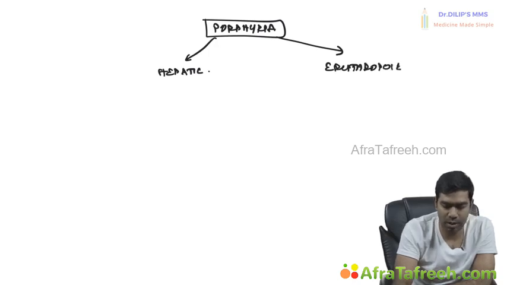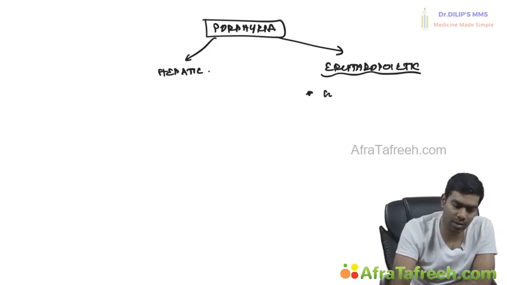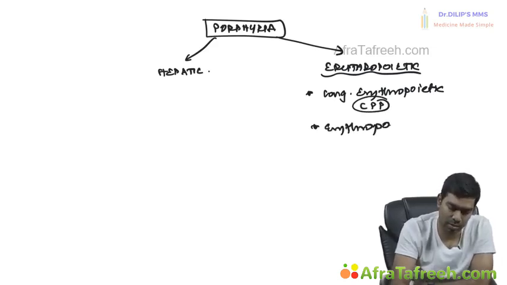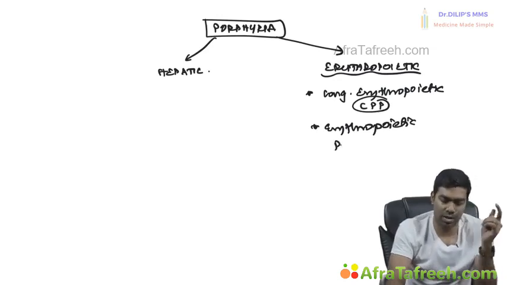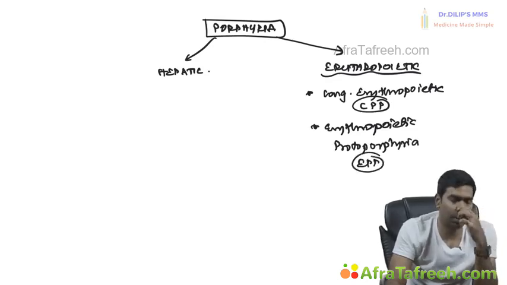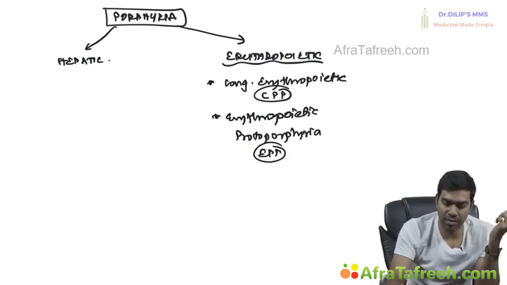Under erythropoietic porphyria, you have only two porphyrias. The first one, you have something called congenital erythropoietic porphyria, otherwise simply I can call it CEP, or you have something called erythropoietic protoporphyria, or simply I can write it as EPP. So how can I differentiate between them?